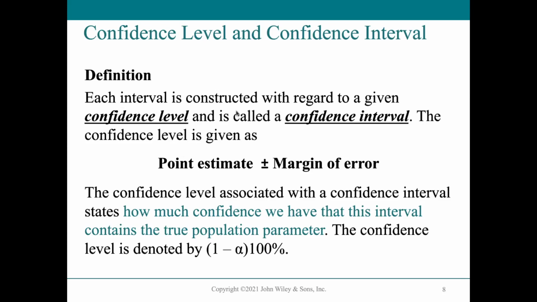So the interval constructed with regard to a given confidence level is called the confidence interval. It is given as the point estimate plus or minus our margin of error. The confidence level associated with the confidence interval states how much confidence we have that this interval contains the true population parameter. The confidence is denoted by (1 minus alpha) times 100%. For example, 95% confident, 97% confident, 99% confident. So this is our confidence interval.